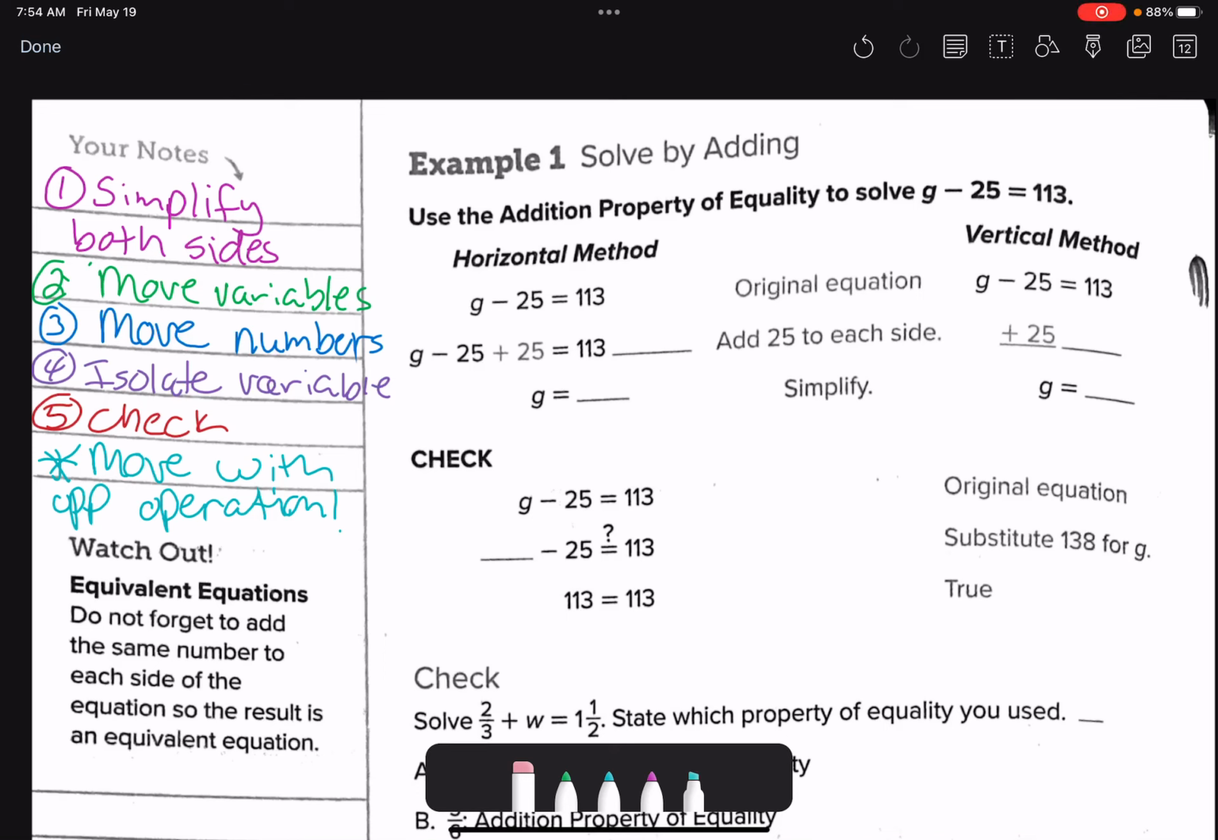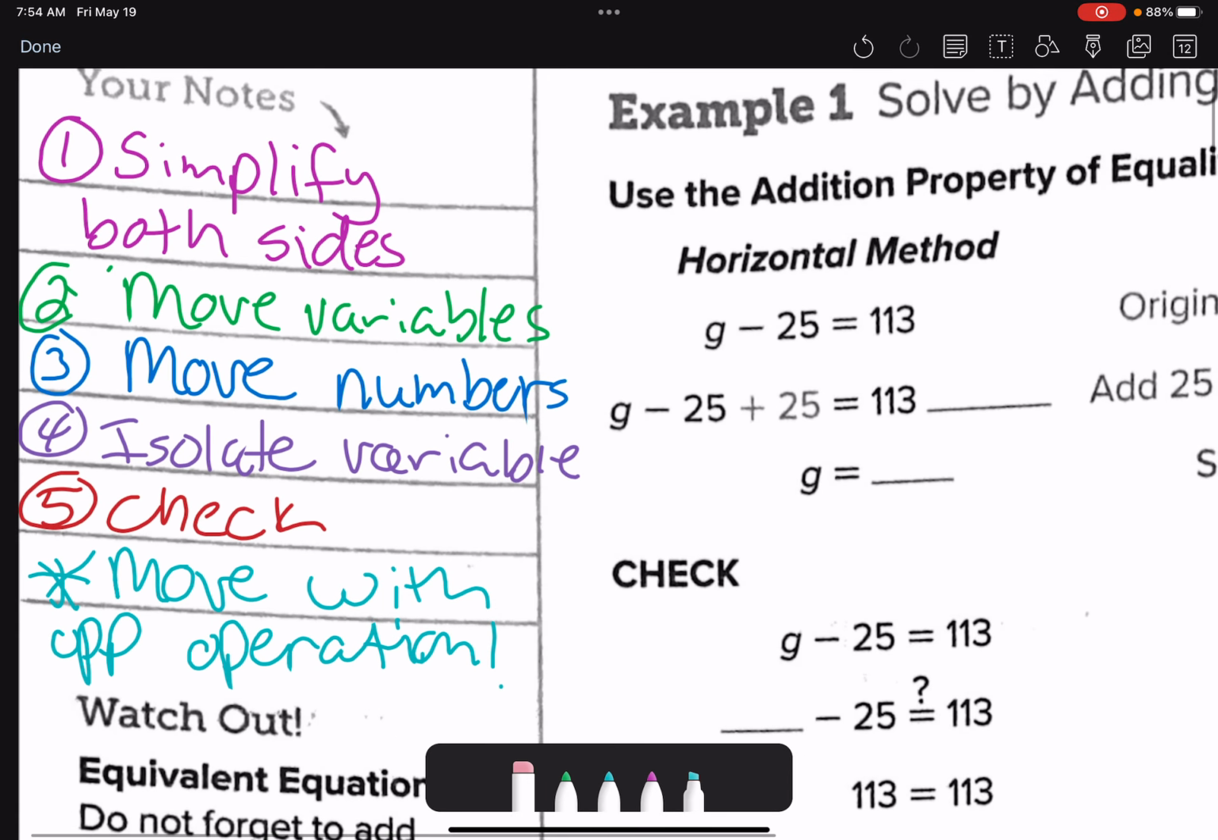All right, so this is 2.2. We are going to be practicing solving one-step equations. Now, before you begin, over here on the side of example 1, I have this little checklist that I want you to pause the video and write down. You could write it here, you can write it in the front of the unit.